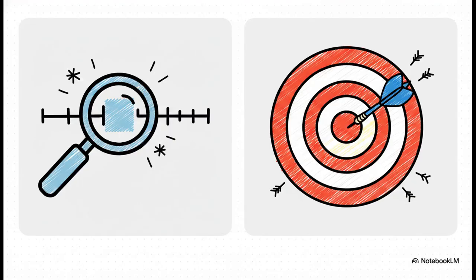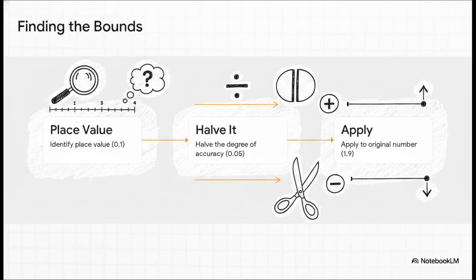To find that window, we've got to look really closely at the number they provided, 1.9. The question explicitly states this number is rounded to two significant figures. The digit 1 is our first significant figure, and the digit 9 is our second. Therefore, the degree of accuracy is governed entirely by this last significant digit. And where does that 9 sit? It sits right there in the 10th column. This means our number has been rounded to the nearest 10th or to the nearest 0.1. Understanding this place value is absolutely crucial. It's the key that unlocks the entire problem.